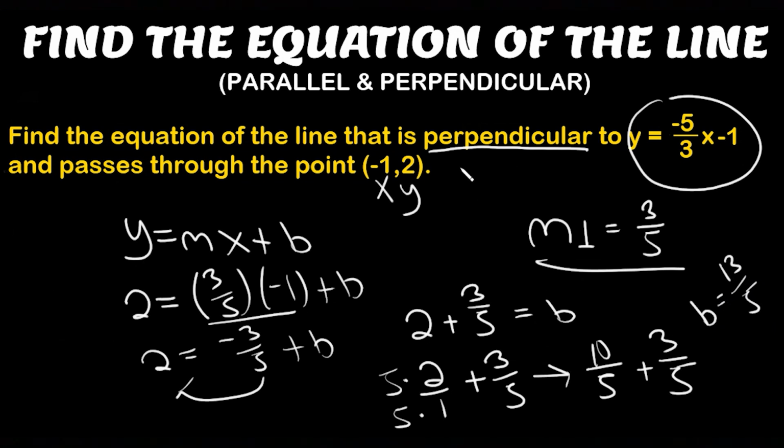We're going to have y equals, use this slope right here, right? Make sure you're not using this one here. We're going to have 3 over 5x plus my b, which is 13 over 5. And there it is.